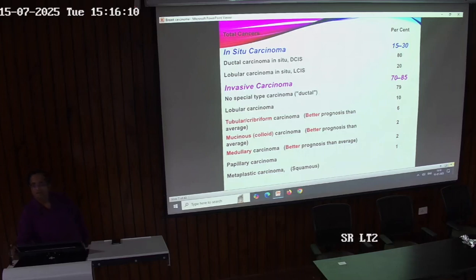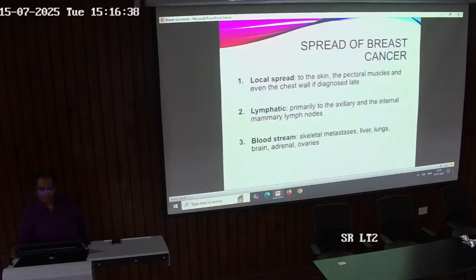These are classifications when you send the specimen of the breast tissue for biopsy or you perform a true cut biopsy. This will decide which type of malignancy is present and what the prognosis is, plus the hormonal assay. Tubular, mucinous, medullary carcinoma, papillary, metaplastic carcinoma. These are the different types of carcinomas in breast. And when the exam question comes, you have to mention these different types of malignancies.